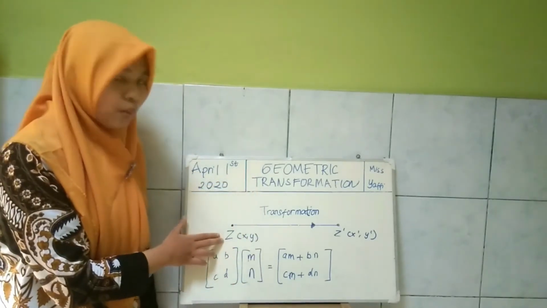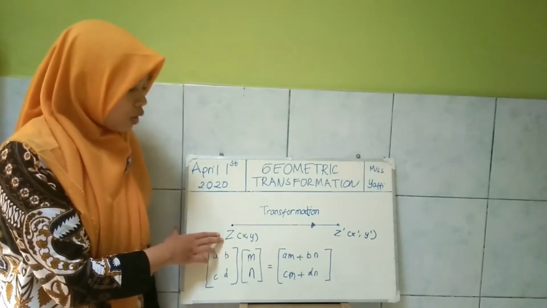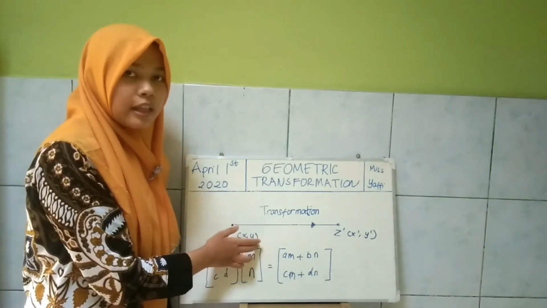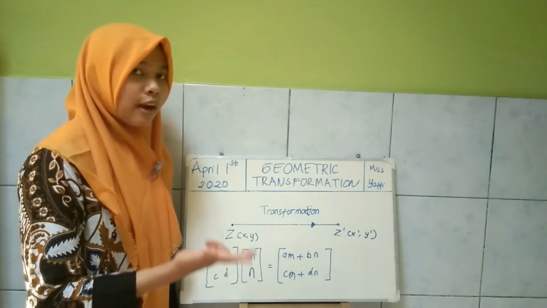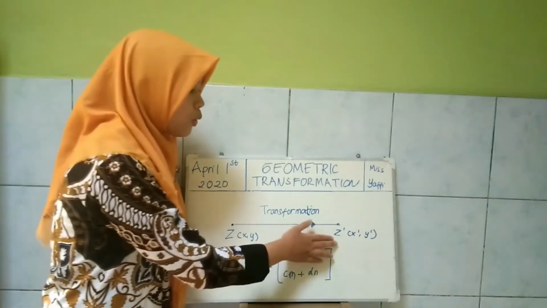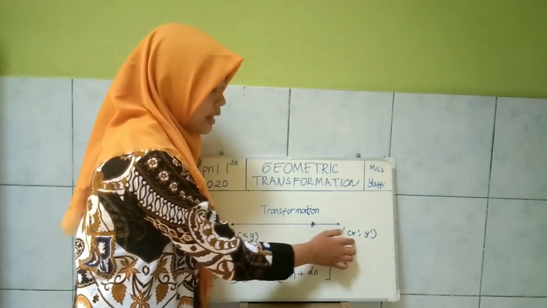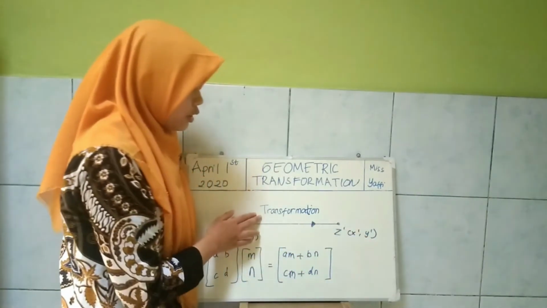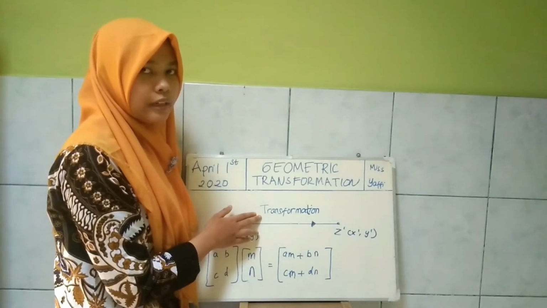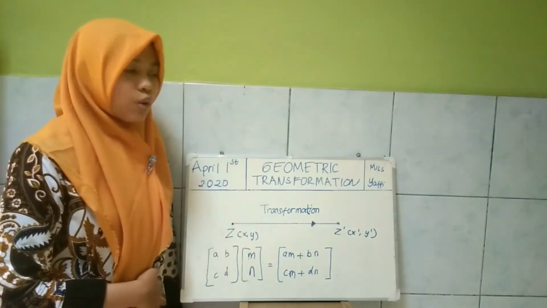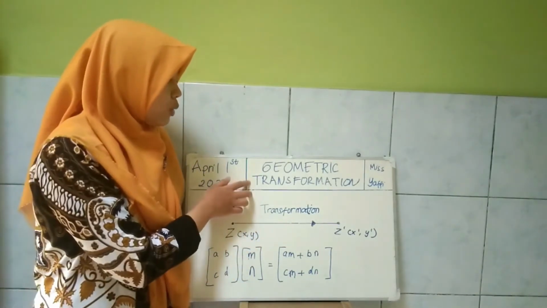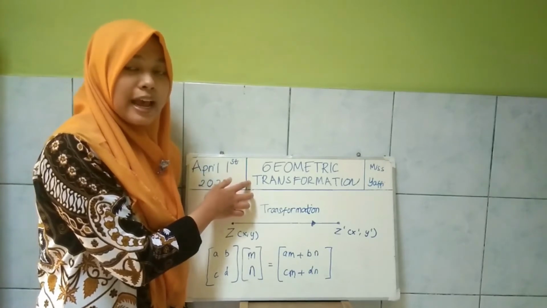If you have a given point, for example point Z with coordinates x, y, then you translate, rotate, reflect, or dilate that point. Then you will have another point, for example point Z accent with coordinates x accent, y accent, as the result of your transformation. But in senior high school, you will find the relations between geometric transformations and its matrix.